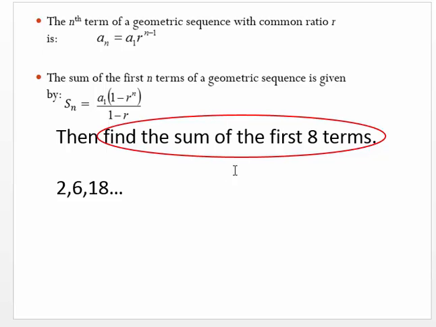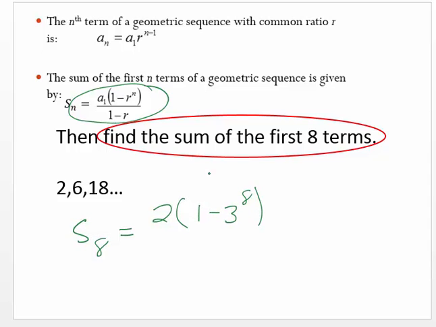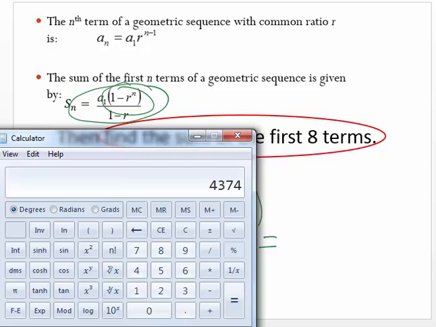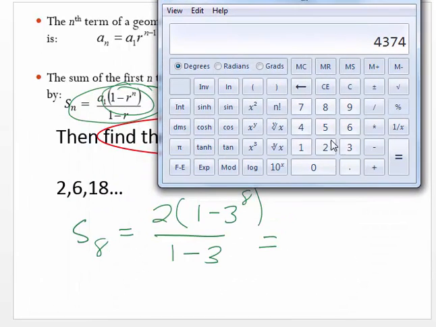To find the sum of the first 8 terms. So now we're not finding the 8th term, we're finding the sum of the first 8 terms. You use this formula. So the sum of the first 8 terms is our first term times 1 minus the common ratio to the 8th, that came from right up here, over 1 minus the common ratio. So at that point, you let your calculator do the work, and it looks like I'm going to have enough time to do this. We go 2 times (1 minus 3 to the 8th power).